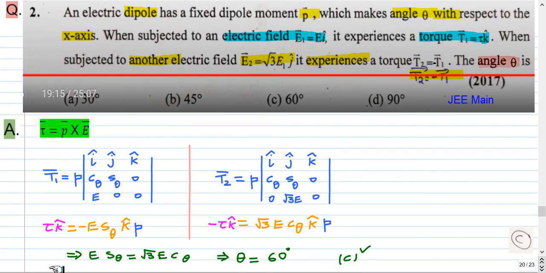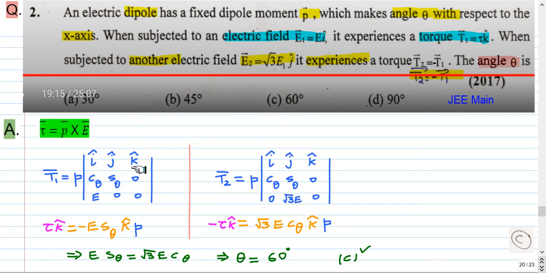The torque on a dipole in a uniform electric field is given as p cross E. The dipole moment makes an angle theta with the x-axis. So in vector form, p is p cos theta i cap, p sin theta j cap. And the cross product we can write in terms of a determinant. So it's i j k, and the p vector is p cos theta, p sin theta, 0, and p can be taken out commonly, and the electric field is E i cap, 0, 0. And in the second case, the electric field is root 3 E j cap.